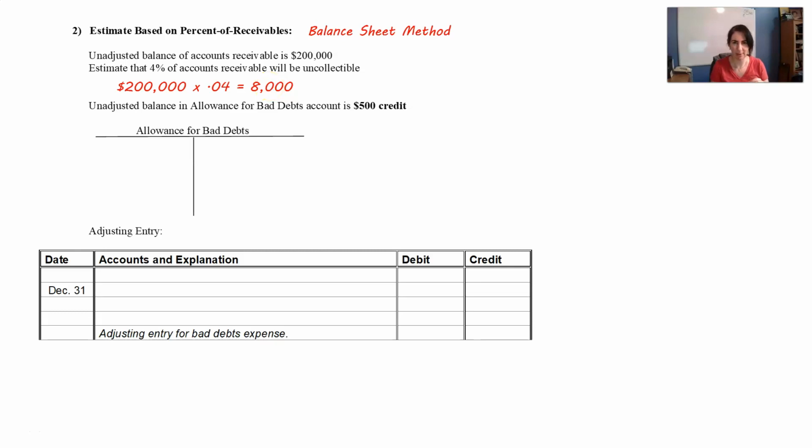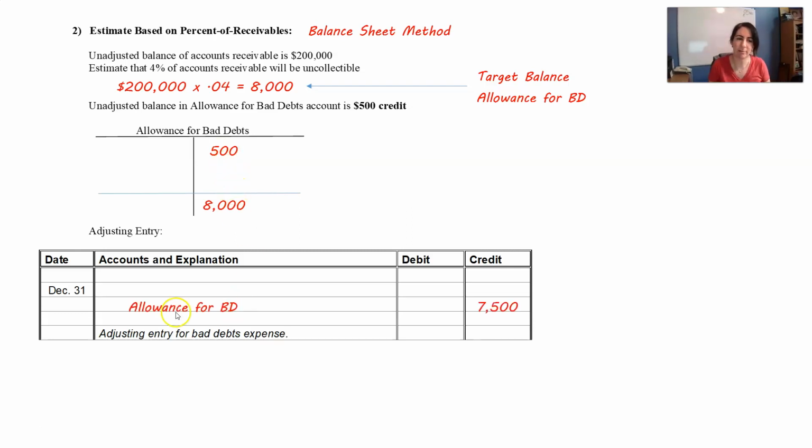However, with the balance sheet method, you have to look at what's already in the allowance. So we've got a $500 credit balance already in the allowance. This $8,000 that we just calculated is actually the amount we want to be in the allowance for bad debts. So it's got $500 in there. We want it to be $8,000. So how do we get there? We add an extra $7,500. So we've got a credit for allowance for bad debts for $7,500, and we have a debit to bad debt expense for $7,500. All right.